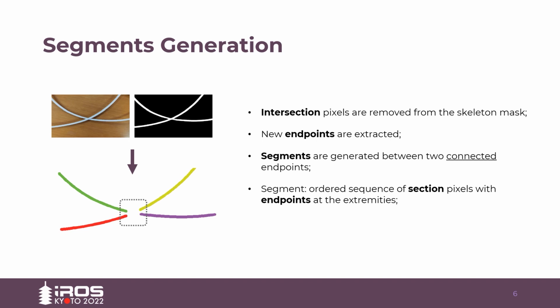The intersection pixels are discarded from the skeleton mask since they correspond to a topologically misleading area due to the DLO crossing. From the updated skeleton mask, new endpoints are extracted. Thus, segments are generated between 2 connected endpoints. With segment, we denote an ordered sequence of section pixels with endpoints at the extremities. Employing the skeleton mask, for each segment an overall thickness is estimated that is going to be used as one of the features of the similarity network.